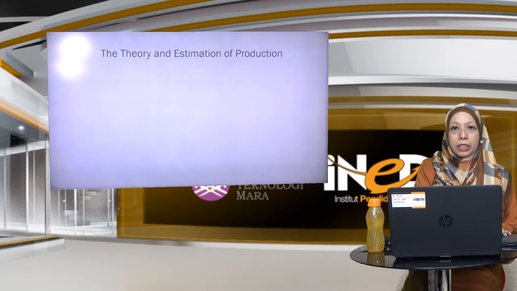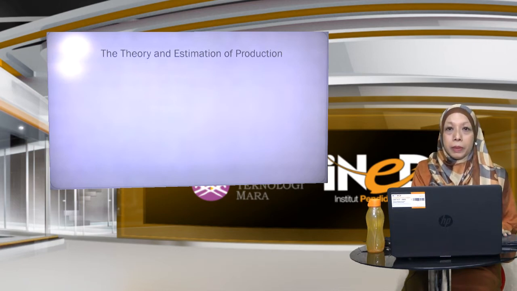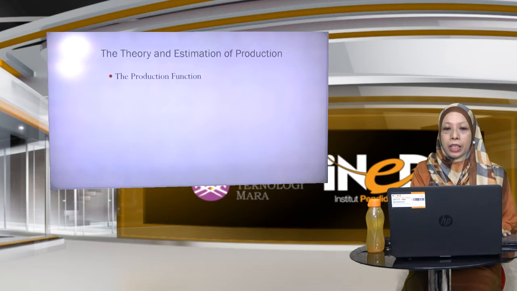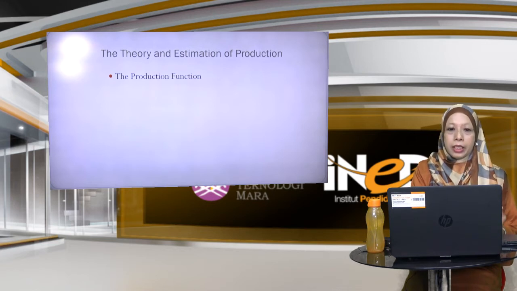So let us look at the topics that will be covered today. Basically we're going to start off by looking at the production function. And because production can be divided into short run and long run, what we intend to do is to identify how to minimize costs when a firm produces in the short run. So this requires us to look into production in the short run.